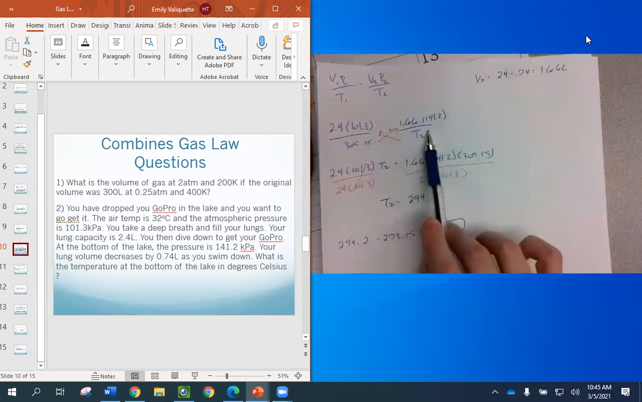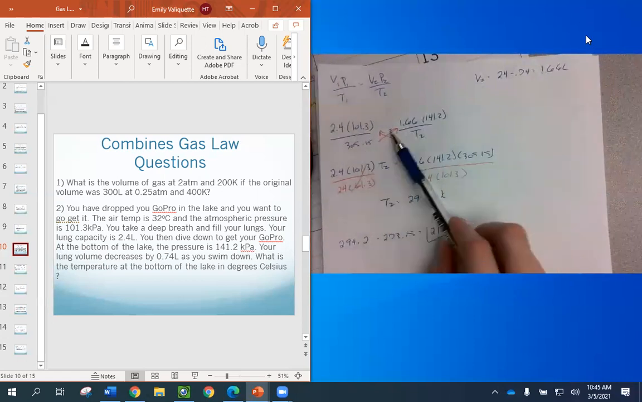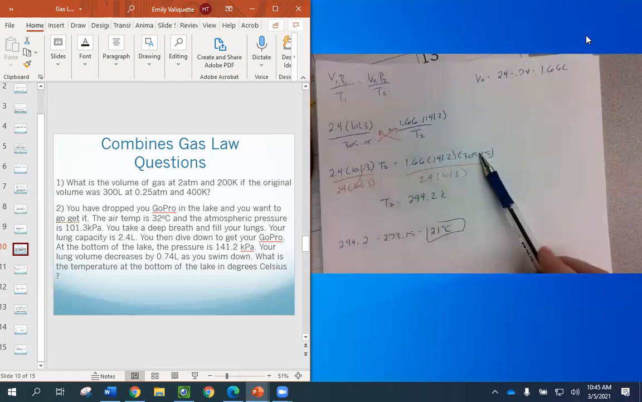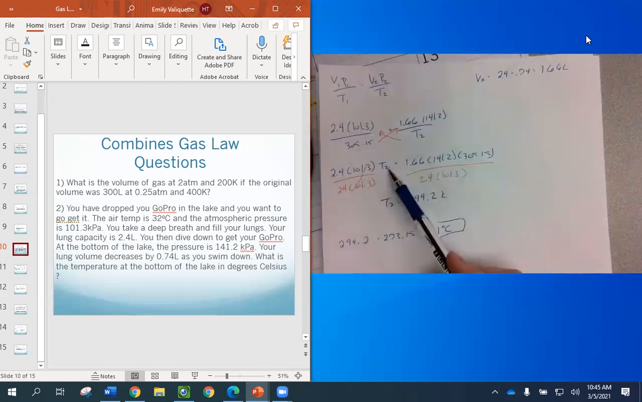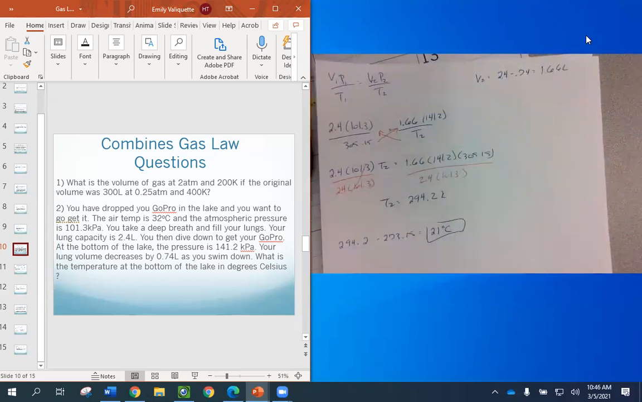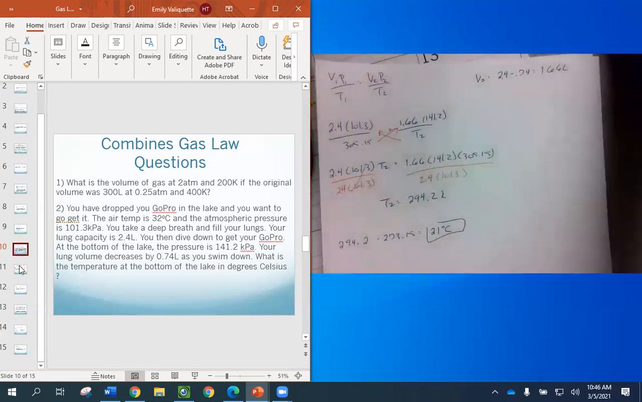When the variable I'm looking for is on the bottom, I like to cross multiply. So when I do that, I get this big blue line here. And then in order to isolate T2, I divide by 2.4 times 101.3. And then I plug that all into my calculator and get 294.2 Kelvin. But it did specifically ask for my temperature in degrees Celsius. So I subtract 273.15 and get 21 degrees Celsius as my final answer.